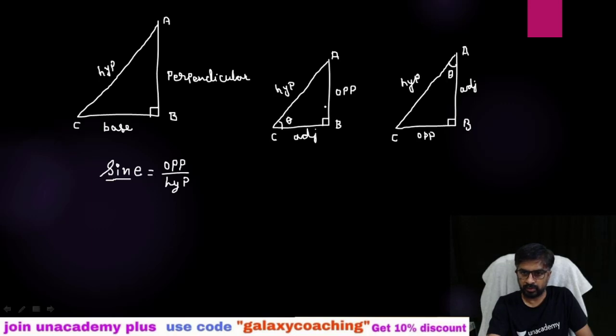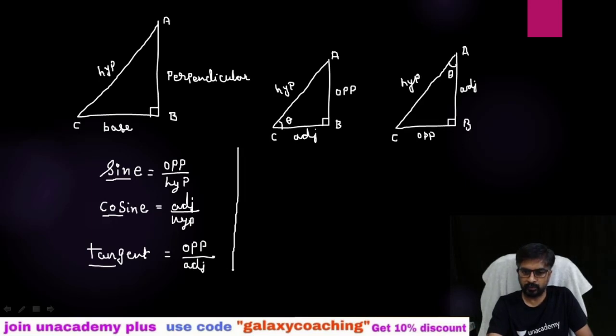Now dividing adjacent by hypotenuse, the full name is cosine, but we are using only cos. That ratio is adjacent by hypotenuse. And the third ratio, dividing these two sides, is tangent, but we are only using tan, and that ratio is opposite by adjacent.